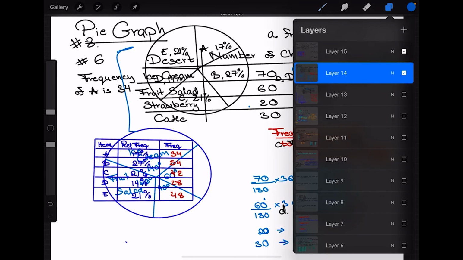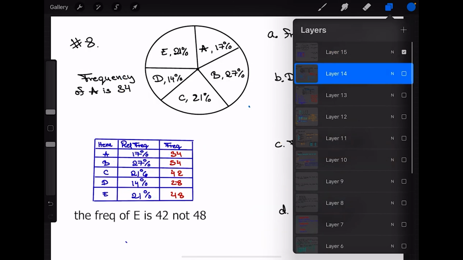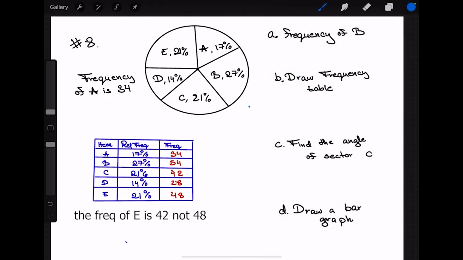We'll move on to the last question for this video, which is number 8. I would just like to go over this because it can get a little confusing. So this graph over here will be given to you, and they would tell you that the frequency of A is 34.